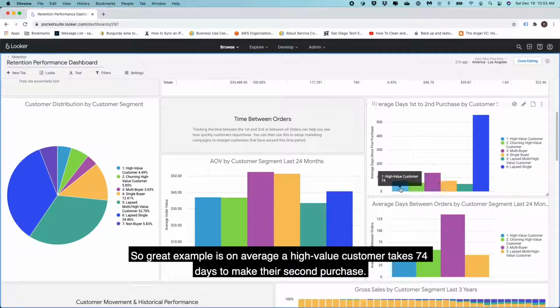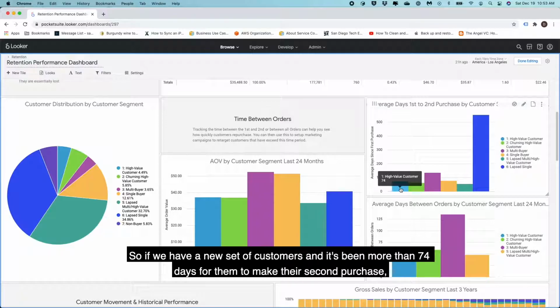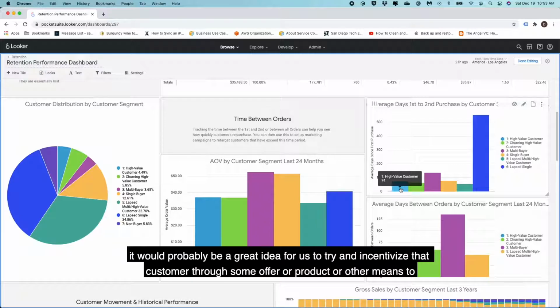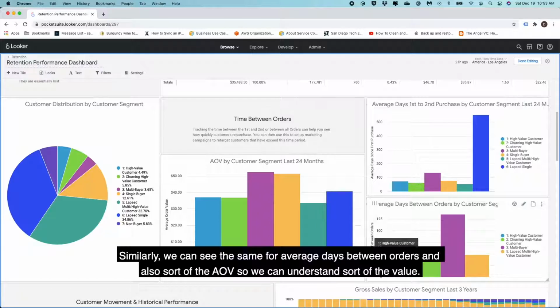So a great example is, on average, a high value customer takes 74 days to make their second purchase. So if we have a new set of customers and it's been more than 74 days for them to make their second purchase, it would probably be a great idea for us to try and incent that customer through some offer or product or other means to get them to make that purchase, because we know that this 74-day period is a significant hurdle for that customer to make that second purchase. Similarly, we can see the same for average days between orders and also the AOV, so we can understand the value.